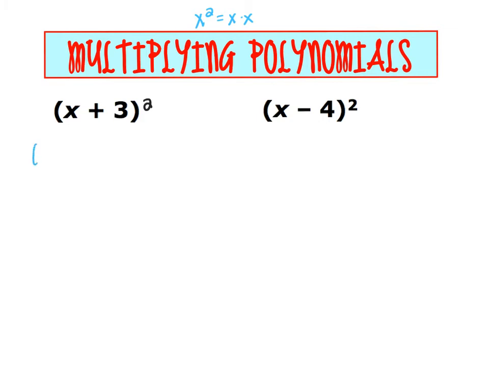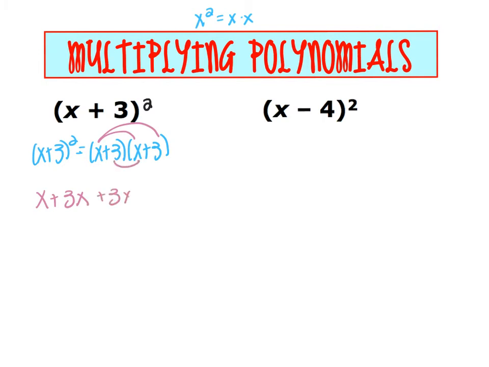When I have x plus 3 squared, this just means I'm taking x plus 3 times x plus 3. Okay? And then I can multiply them together like I just did on the previous slide, right? I can take x times x, which I know is x squared. I can take x times 3, which is 3x, 3 times x, which is 3x, and then 3 times 3, which is 9, and then combine my like terms. I get x squared plus 6x plus 9.